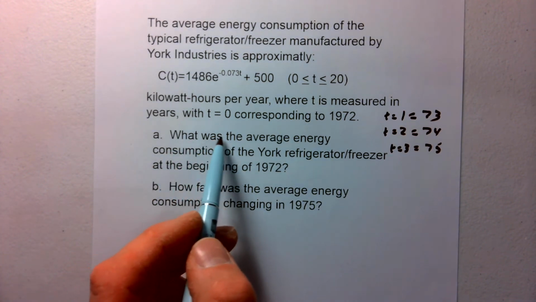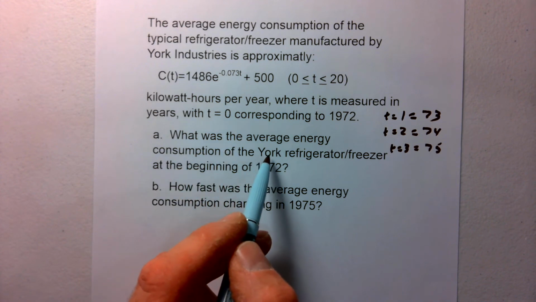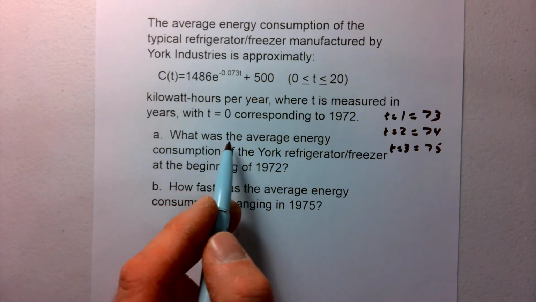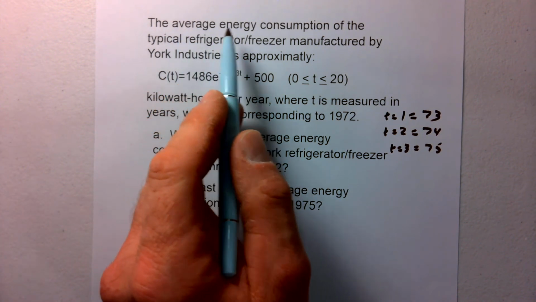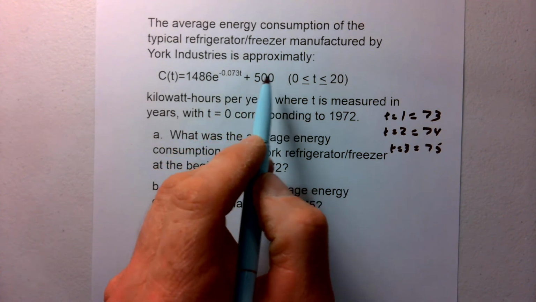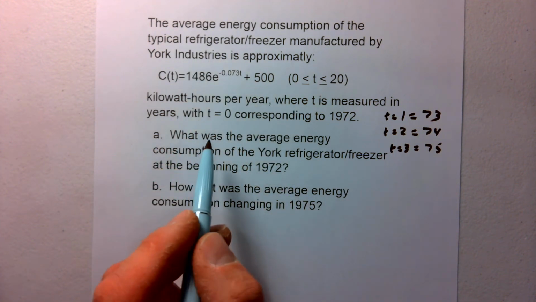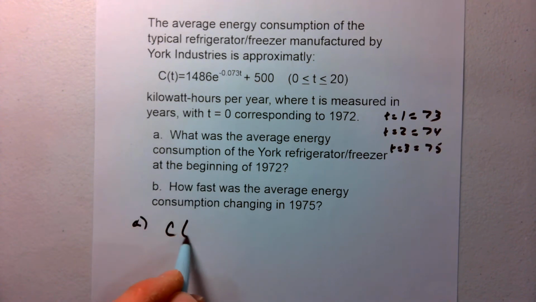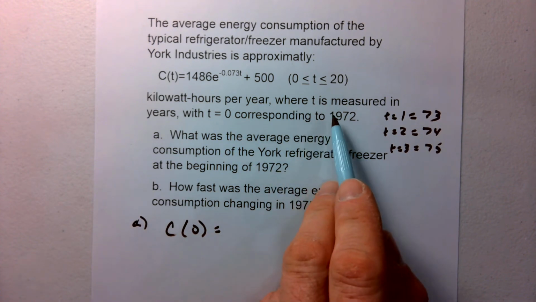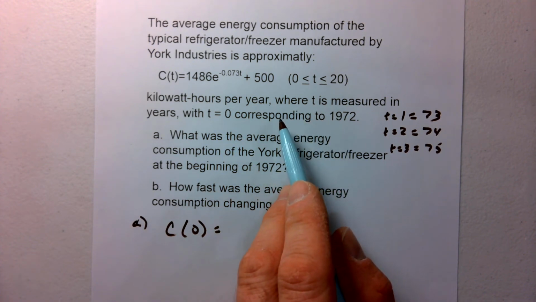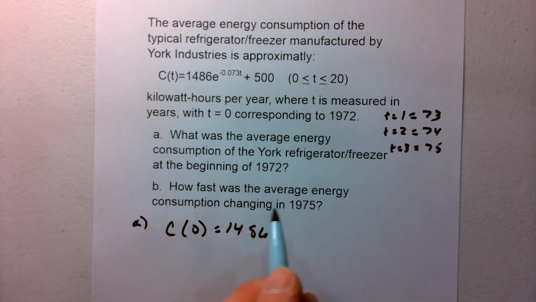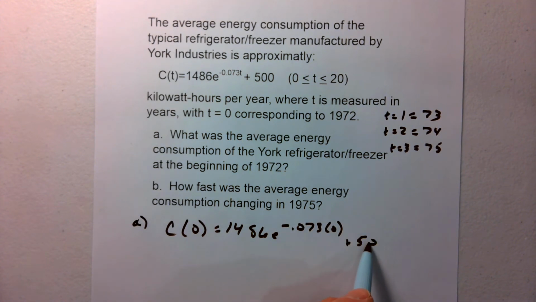So part A says, what was the average energy consumption of the York refrigerator freezer at the beginning of 1972? So what was the average energy? Well, it tells us the average energy consumption of a typical freezer was approximated by this. So to find the average energy consumption for part A, I'm going to find C of 0, because 1972 corresponds to year 0. So if I plug in 0, I get 1,486 e to the negative 0.073 times 0 plus 500.